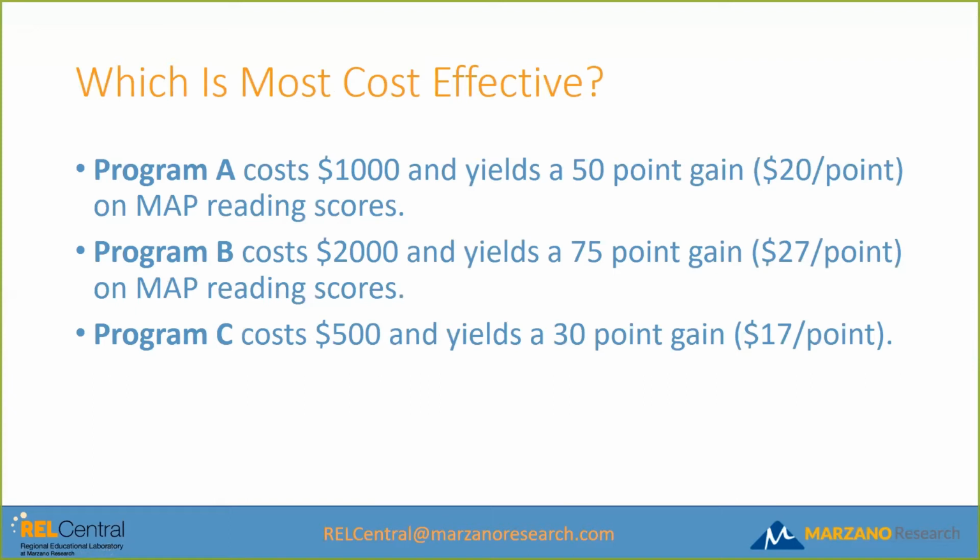If money were no object and you were looking at the program that would just give you the greatest gains, then perhaps you'd want to recommend program B because it will yield a 75-point gain, which is more than twice program C, but it's also at a significantly higher cost. So that gives you a little bit of an idea of how, in looking at these alternatives for cost analyses, it really depends a little bit on what your end game is as to which method you're going to choose. We can go to the next slide.